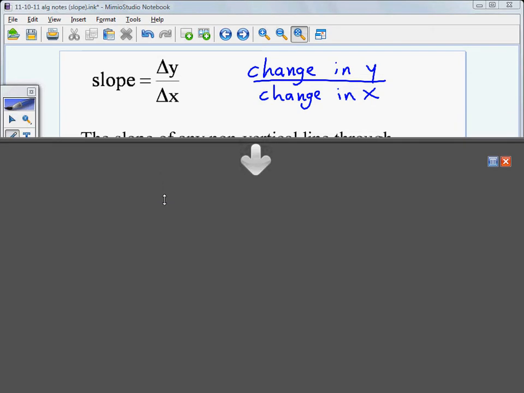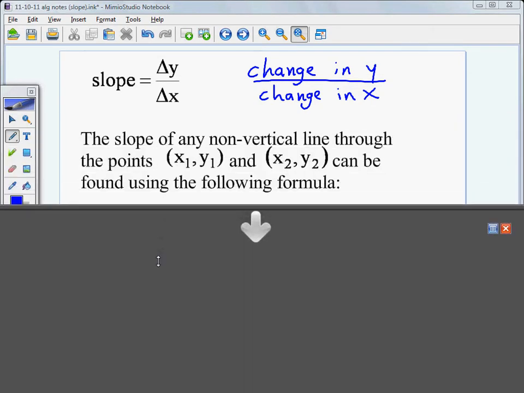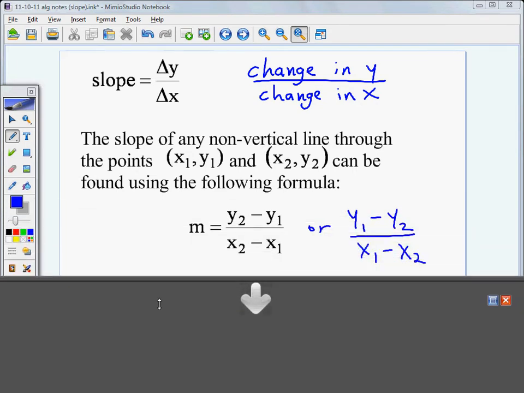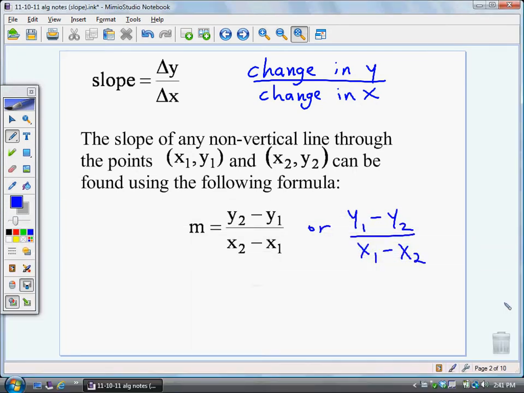Okay, then there's a formula for slope. The slope of any non-vertical line through points (x sub 1, y sub 1) and (x sub 2, y sub 2) can be found using the following formula. Those little numbers are subscripts, that's all they are. They just refer to the x-coordinate of the first point, y-coordinate of the first point, x-coordinate of the second point, y-coordinate of the second point. And this is how you find slope using a formula.